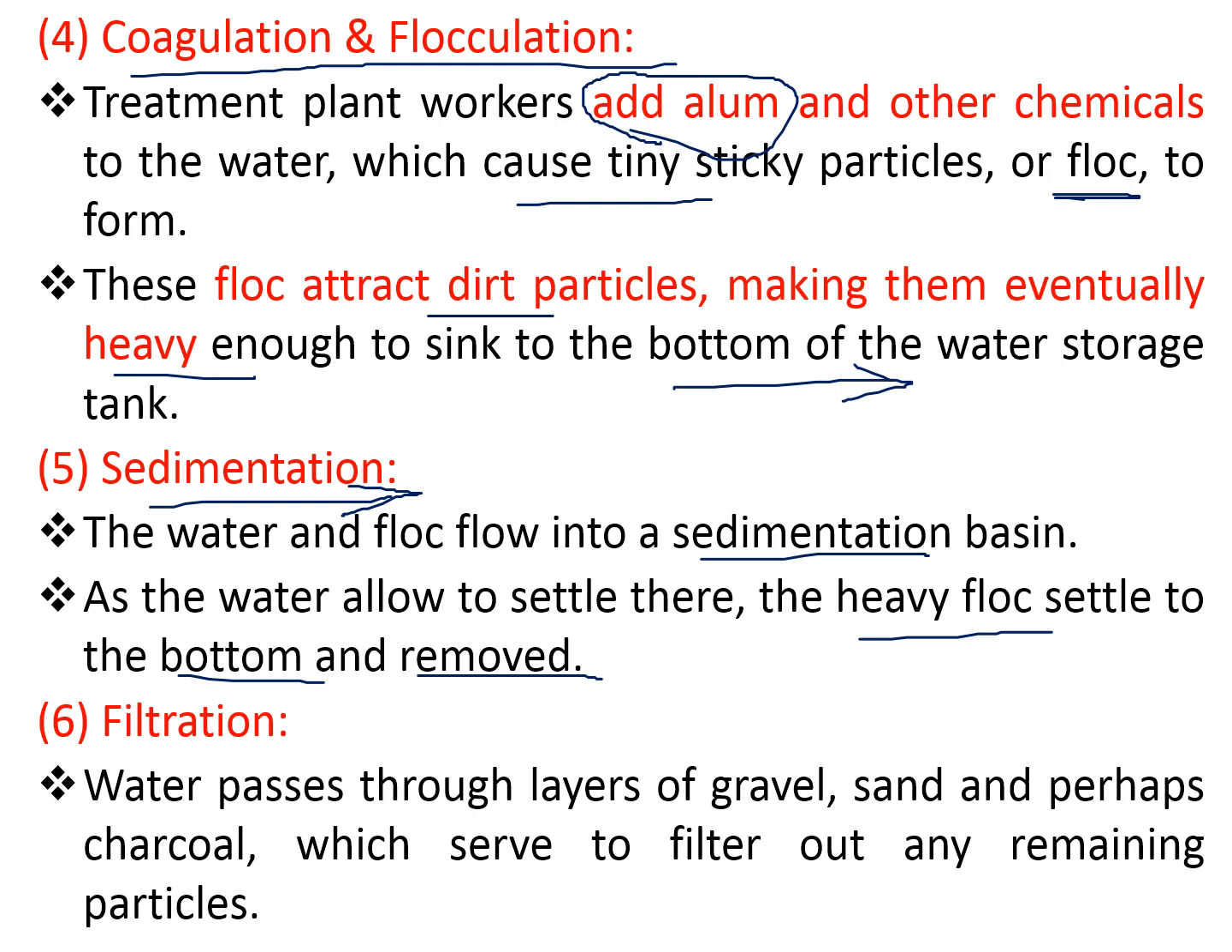After sedimentation, once we have removed the suspended impurities, next is the filtration process. If certain suspended impurities are still remaining, then we have to pass our water through layers of gravel and sand, and perhaps it may sometimes require charcoal also. Again we have to filter our water to remove the remaining particles or suspended solids. So the flow of treatment is generally coagulation, flocculation, sedimentation, and filtration.